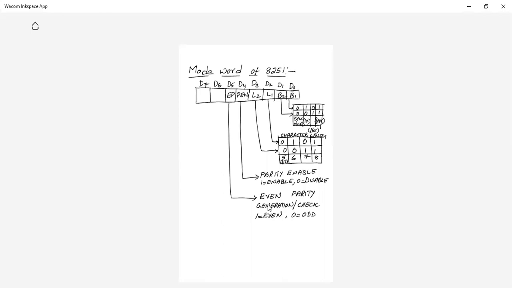Right? And checking also. For example, if it is a transmitter, then the parity bit will be transmitted with respect to your data, the character. If it is a receiver, for example, if it is receiving the data, because with the 8251, depending upon user requirement, you can use the 8251 as the transmitter or else as the receiver, right? If it is a receiver, then if we set 1 in the D5 position of the mode word on the receiver side, then it will check the even parity. Okay. That is why generation or check. Generation while transmitting, check while using it as the receiver, right?